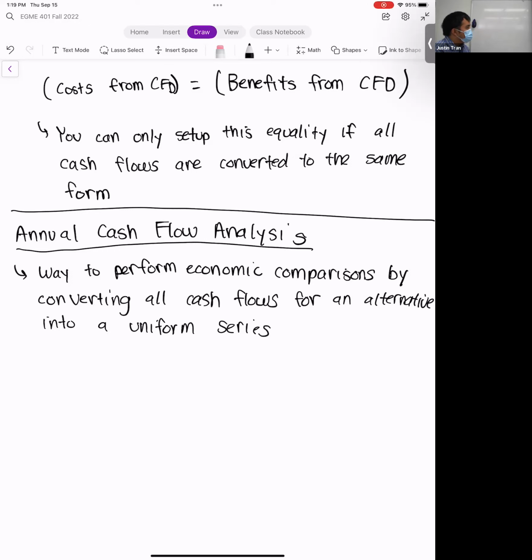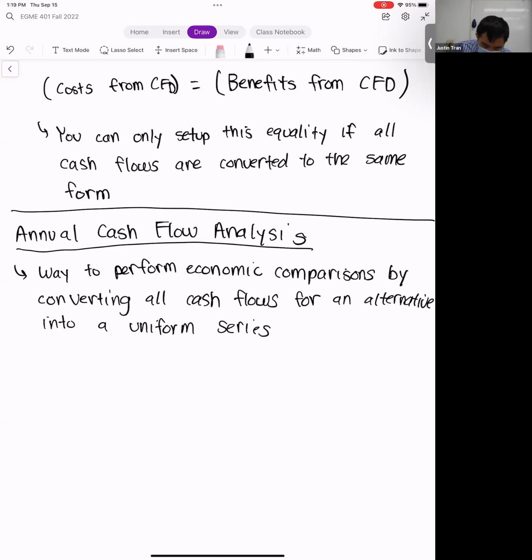The idea is that a lot of times when you're managing an engineering project, or even just making economic decisions in general, you have several different options that you can consider. So the idea is to take all the cost, all the revenue, all the benefits, everything for a particular option, convert it into a uniform series, and then compare that number to the uniform series associated with the other alternatives, so that you can choose the one that's most economically efficient. Assuming everything else is equal, of course. So assuming that all the performance and stuff is the same.